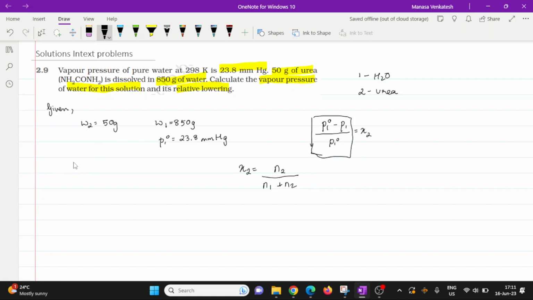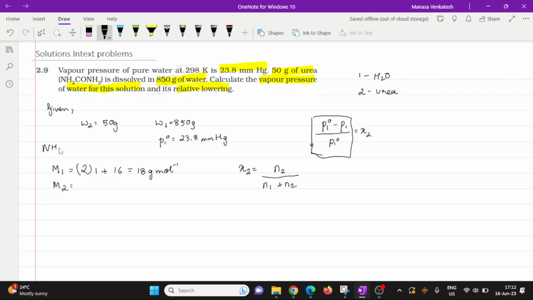So again, we need to calculate the number of moles of 1 and 2. But before we do that, we need to calculate the molar mass of 1 and 2. So molar mass of water, I'll refer to it as M1, will be equal to 2 into 1 plus 16. So that's equal to 18 grams per mole. The next one is M2, which is the molar mass of urea. If you want, you can write down the formula and just count.